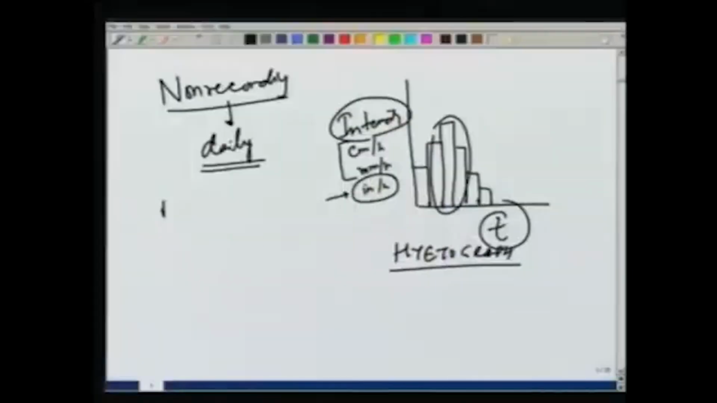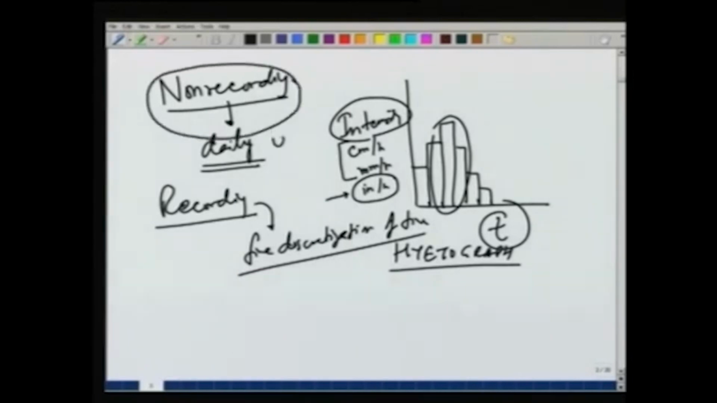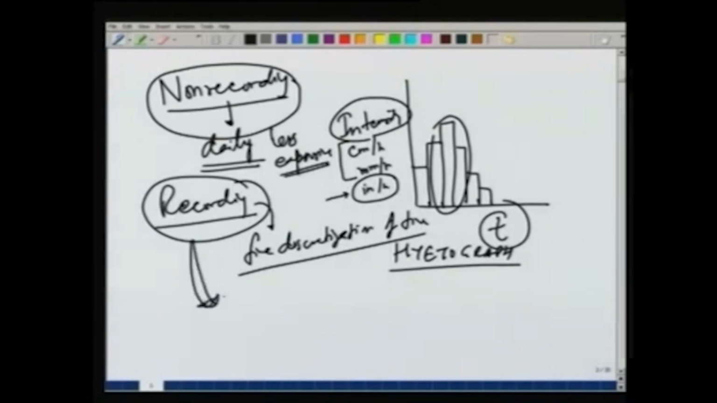That is why recording gauges are put. They will give us a fine discretization of time. So, for example, every hour we can find what is the intensity of rainfall. Non-recording are less expensive, and recording of course are more expensive. The general practice which is followed is that 10% of the rain gauges should be recording.